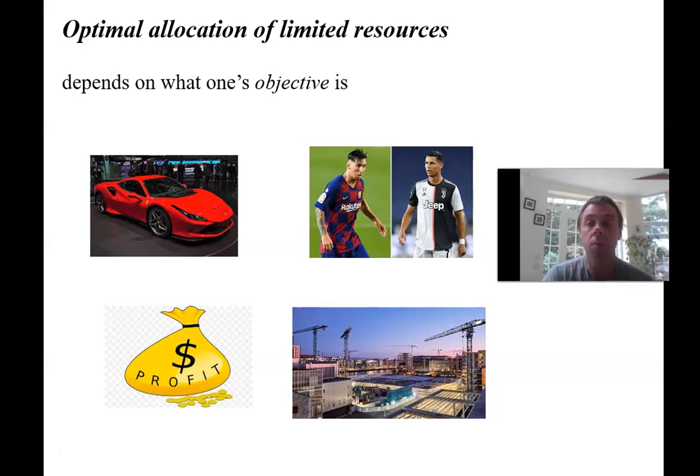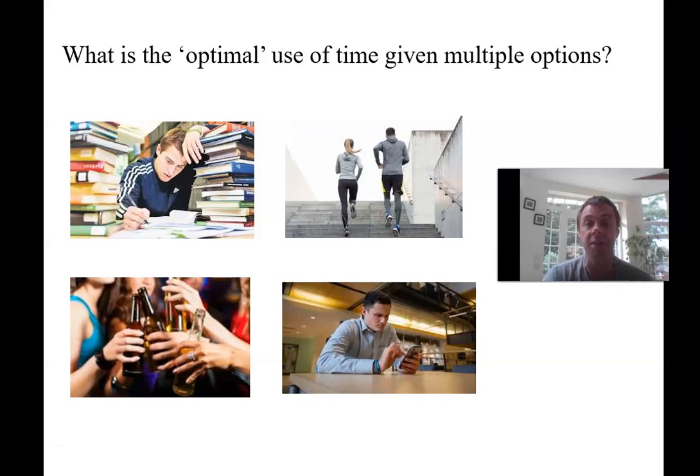Okay, so just as a very simple example, you might ask yourself, well, what's the optimal use of time given multiple options? Okay, so if you think of a unit of time as an hour, at any point in time, we ask ourselves, well, what's the optimal way to use the next hour of time that we have? And we could choose to study, we could choose to exercise, we could choose to socialize with friends, or we could spend it on social media, among other things.